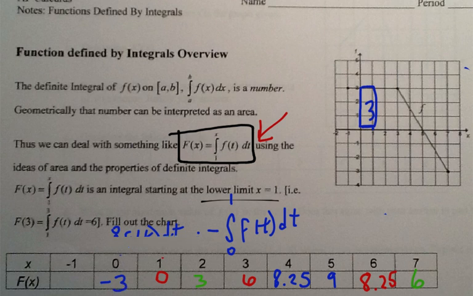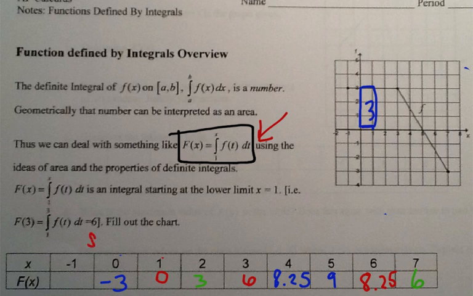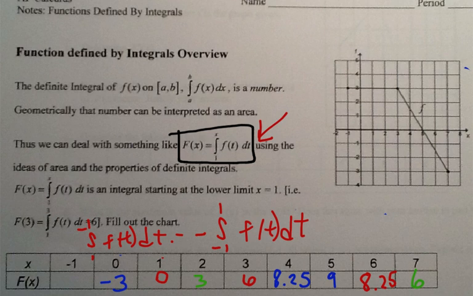So, same thing for the negative one. The integral from 1 to negative 1 of f of t dt is equal to the opposite of the integral from negative 1 to positive 1 of f of t dt. If I look at this region from negative 1 to positive 1, it has an area of 6, and I'm changing the sign on it, so it's going to be negative 6. So now I've got my table all completed.